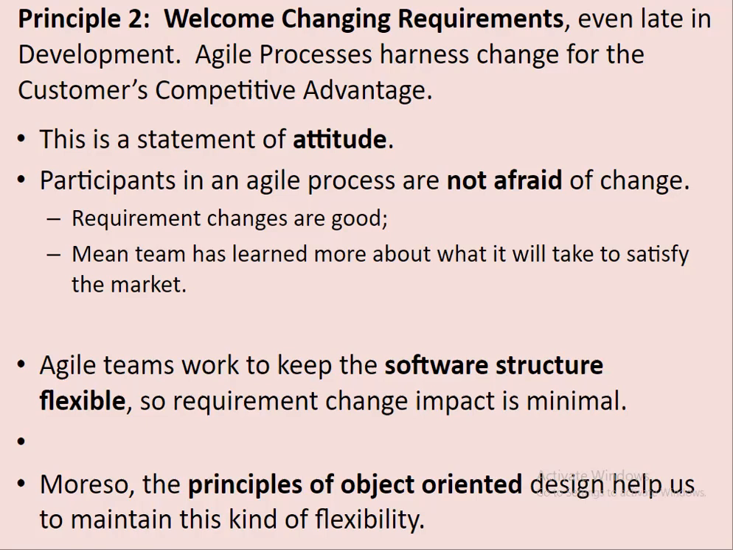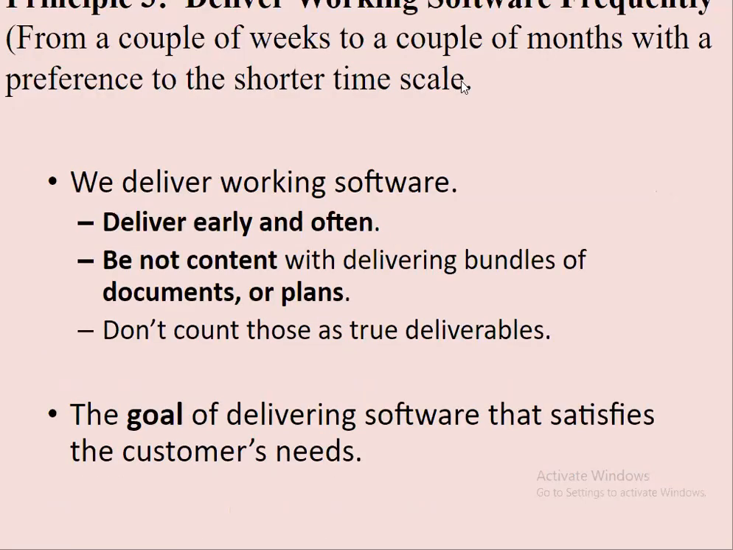So the design of an agile team is such that whenever some changes come, their software structure is very much flexible. The development happens in such a way that if changes are coming, they need not do a lot of rework, and it should not impact the overall software development. So this is principle number two.